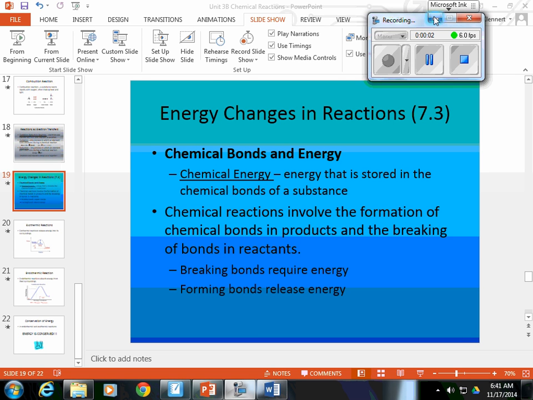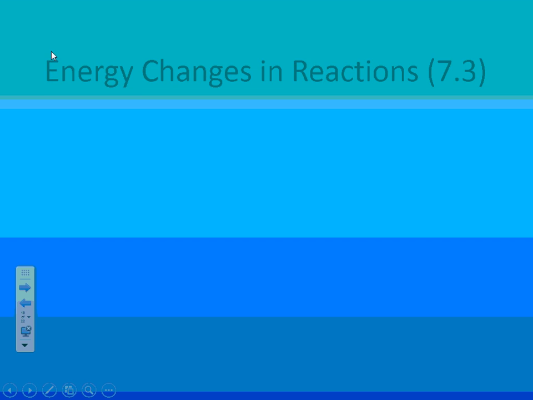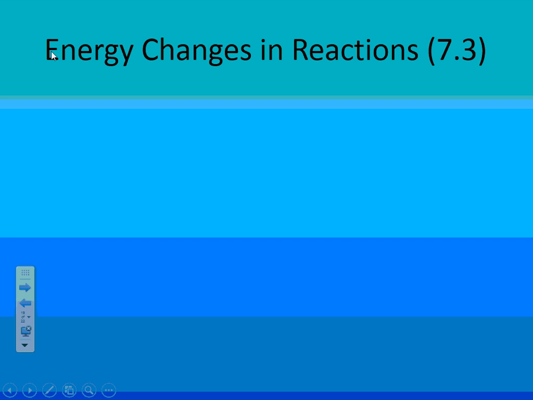All right, welcome to the last section of Chapter 5. This is Section 5.6, and we are going to finish talking about chemical reactions and how things happen in a chemical reaction. And the big thing that happens in a chemical reaction is energy.